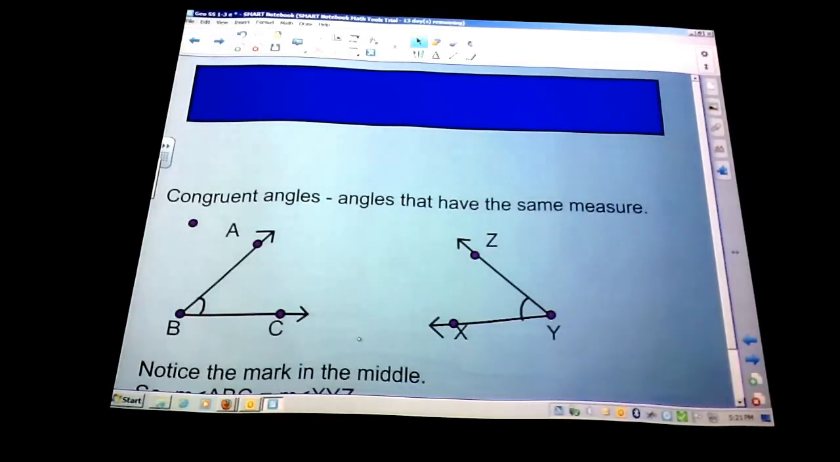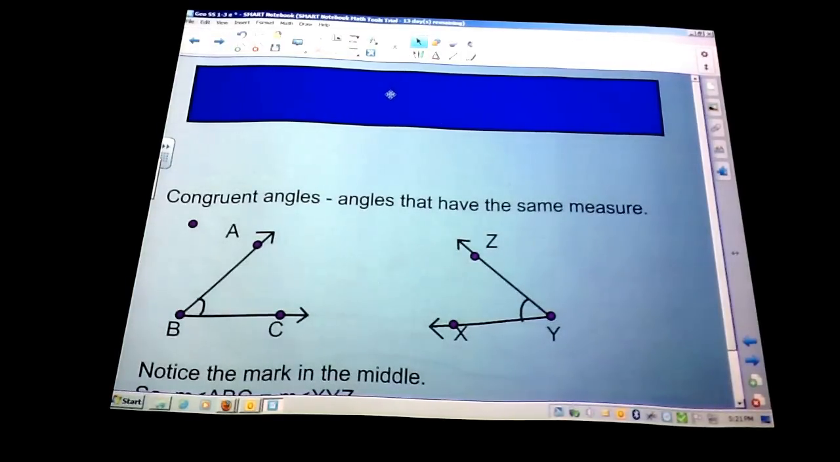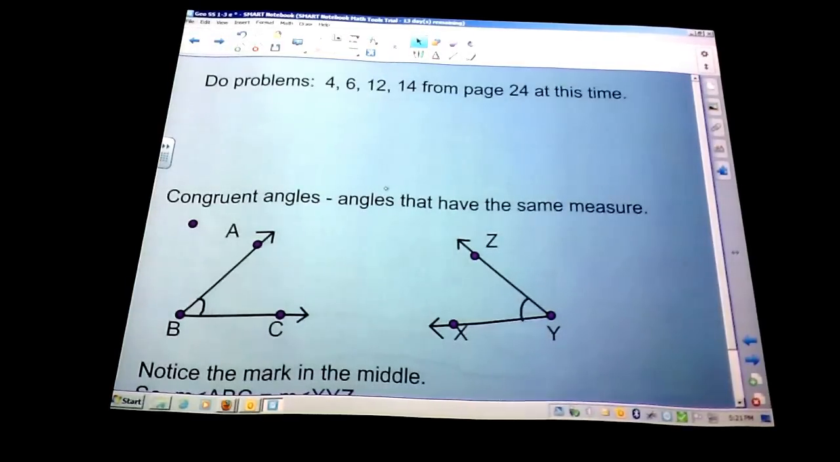But that's going to lead you into the first part of this assignment, part B, which is 4, 6, 12, and 14 from page 24. So go ahead and pause the video now and do those 4 problems.